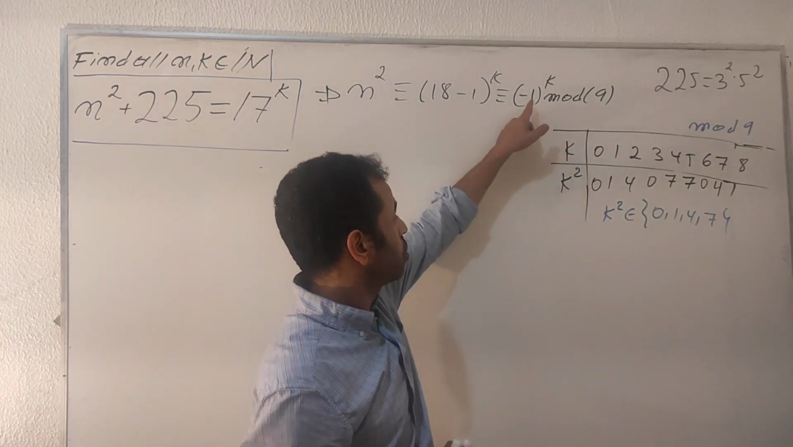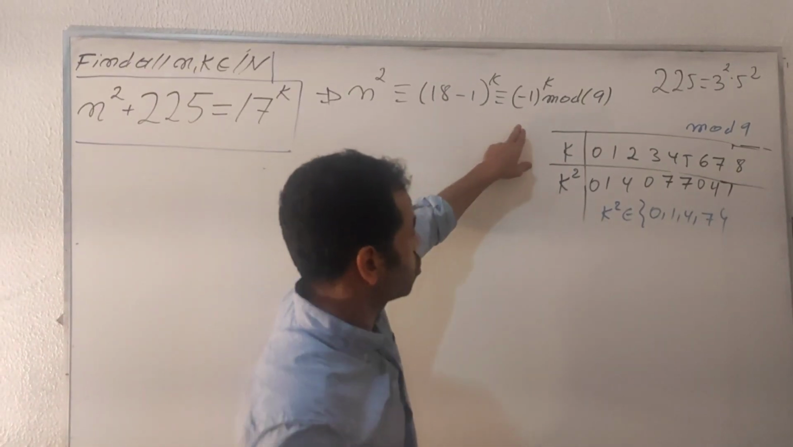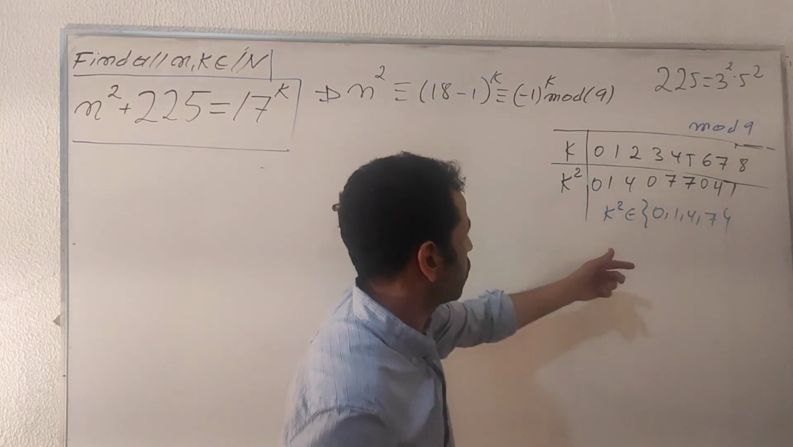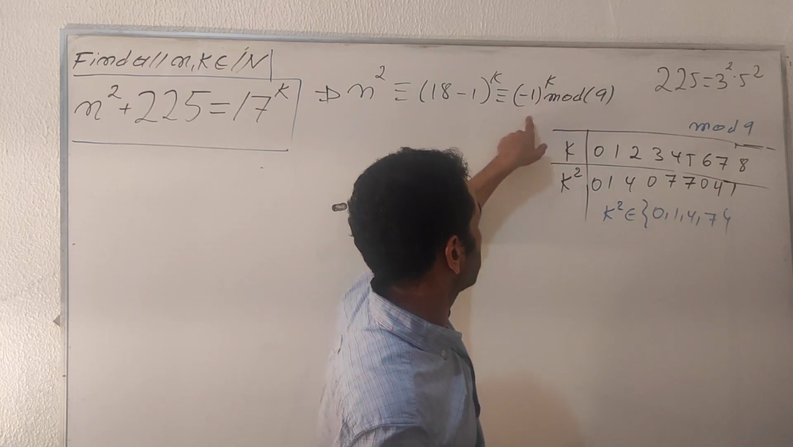So what is the statement in order to make this statement true? If k is odd here, never ever will you see the remainders equal to each other, because you get minus 1.